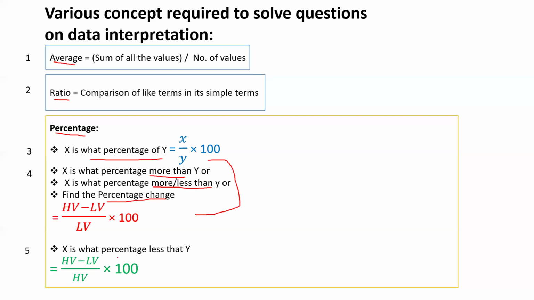Next one is x is what percentage less than y. For less, also the same formula, except the difference is the base will be the higher value. Like the base year and next year. So here first you need to find the difference and divide by the next year value, the higher value, into 100. Difference divided by lower value into 100, difference divided by higher value into 100. Okay.